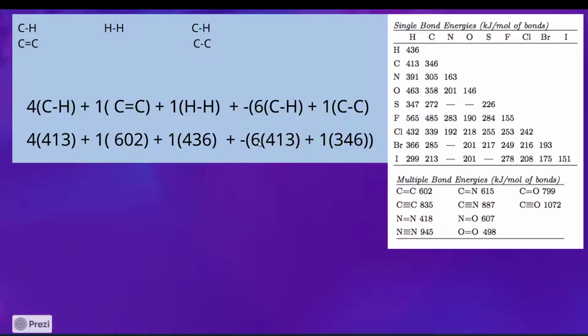We have 6 carbon-hydrogen bonds. Well, we already know that's 413. Man, that seems like a wasted step. I wonder if there's a way we could lazy that out. Preview of things to come. And then we have 1 carbon-carbon bond, and that's 346. So we plug that in right there. Okay.